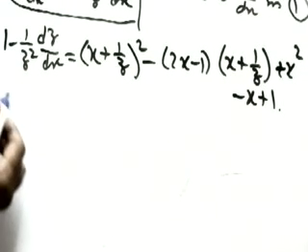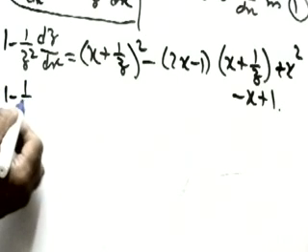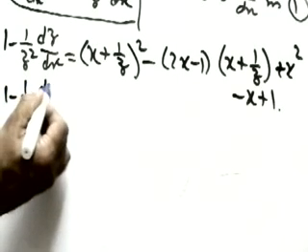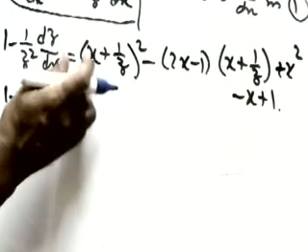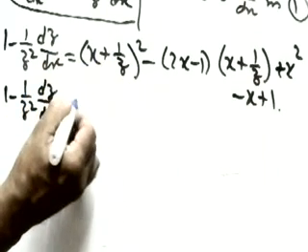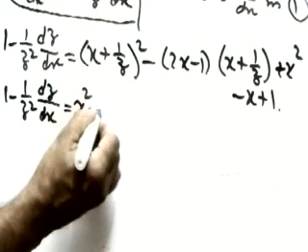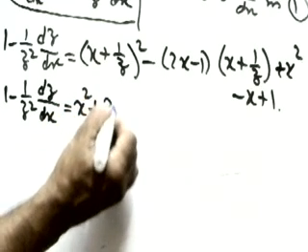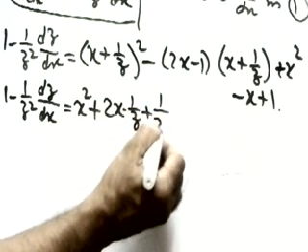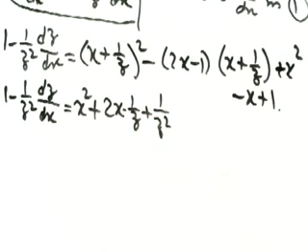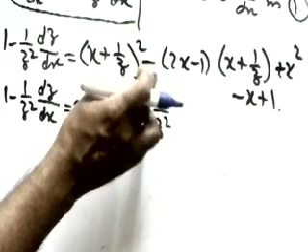So let me solve this one. See here, I am writing this as it is. 1 minus 1 by z square dz by dx. Now you expand this one, a plus b whole square will be a square plus 2ab, 2x into 1 by z plus b square means 1 by z square. Now the next step is what we have to do.